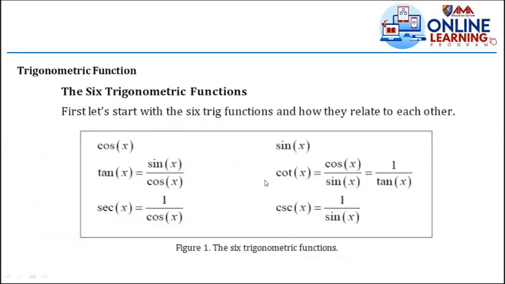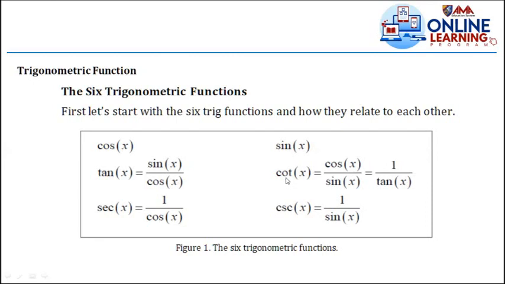So first we have your trigonometric functions. Let's start with the 6 trigonometric functions and how they are related to each other. We have cosine x, we have sine x, okay? So tangent x from our formula is equal to sine x all over cosine x, okay? And secant x is equal to 1 all over cosine x.